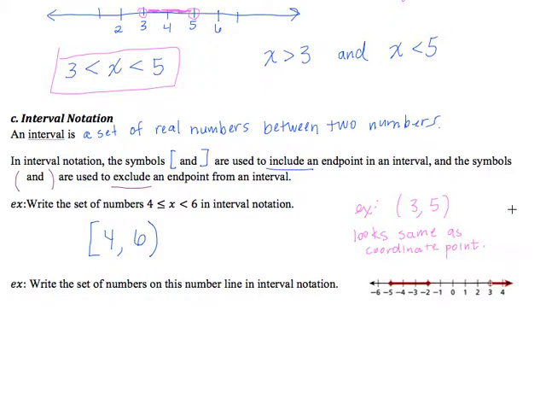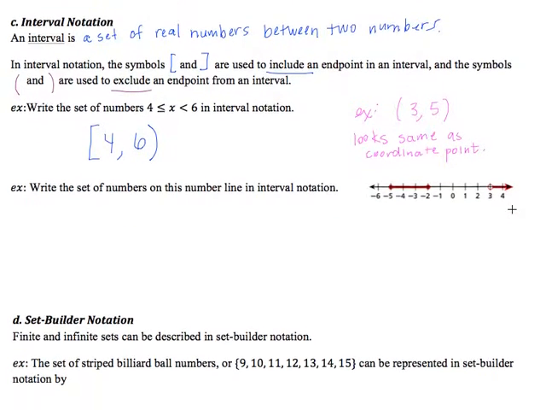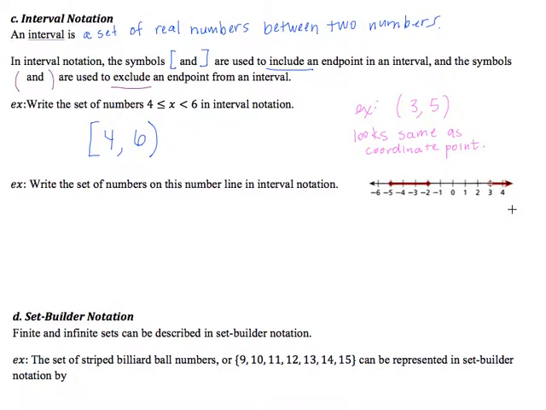Okay, let's look at this next example, and I recommend that you pause the video and try this on your own, and then restart the video to see if you've got it. Okay, we want to write the set of numbers on this line right here that are graphed in interval notation. Now you always go from left to right, from low to high.